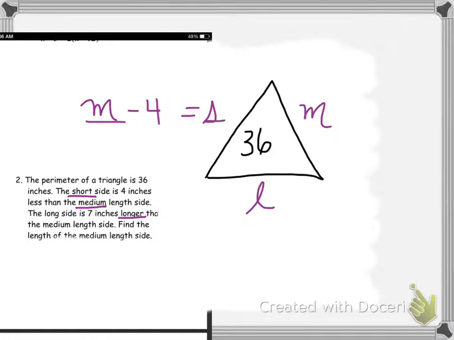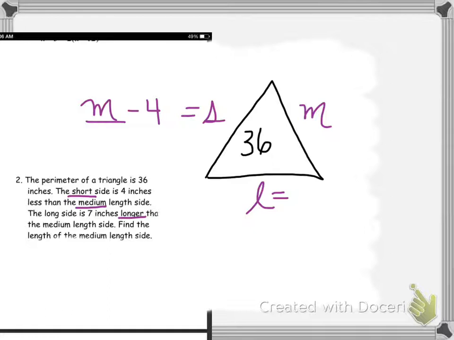Now, once you've written that, we go to the next one. Let's see if it talks about anything else. It says the long side, that would be this one, the long side is 7 inches longer than the medium length. So the long, which I actually underlined longer instead of long, but it worked out well for me.